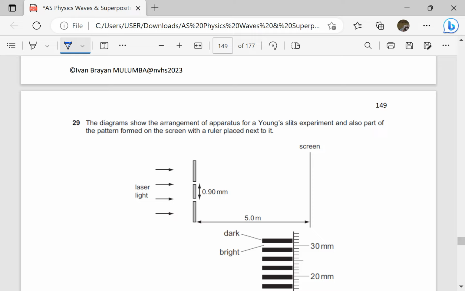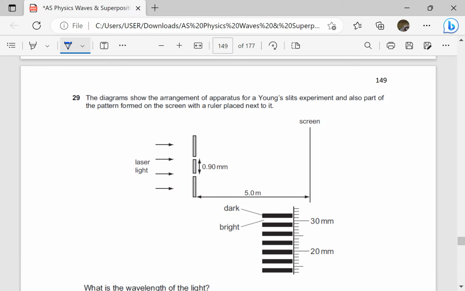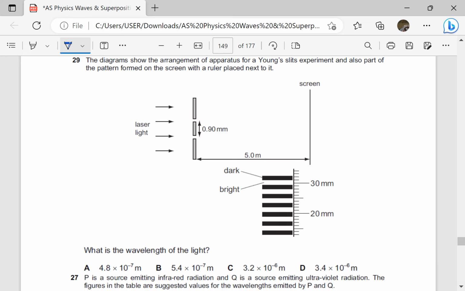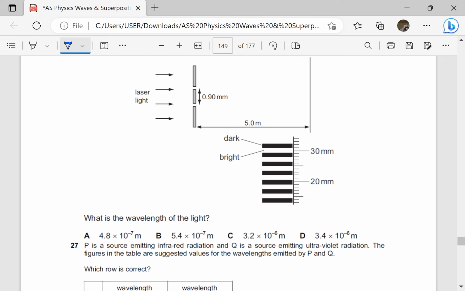The diagrams show the arrangement of apparatus for a Young's slit experiment, and also part of the pattern formed on the screen with a ruler placed next to it. So you can see that diagram. So what is the wavelength of the light?